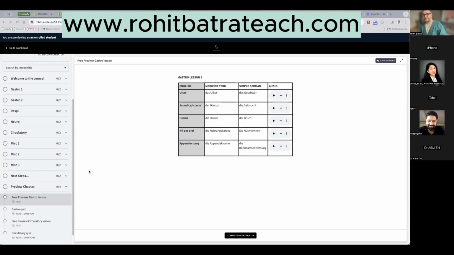On the table, you can see that there is an English term right here, which shows ulcer, jaundice, hernia. These terms you recognize. They're still medical terms, but they're in English. You recognize them. The next one is the medicine term.